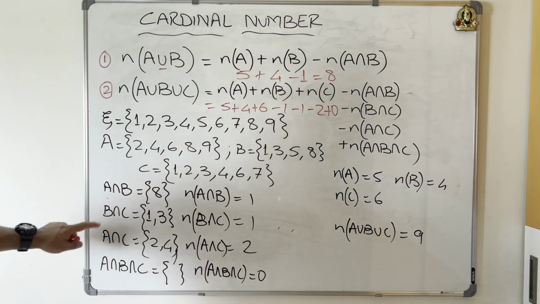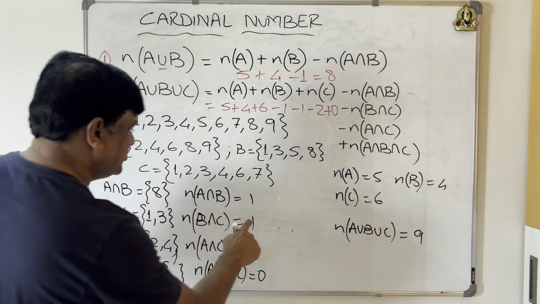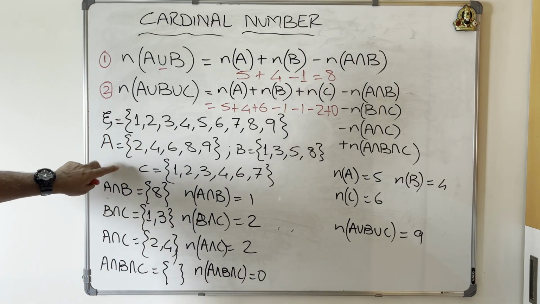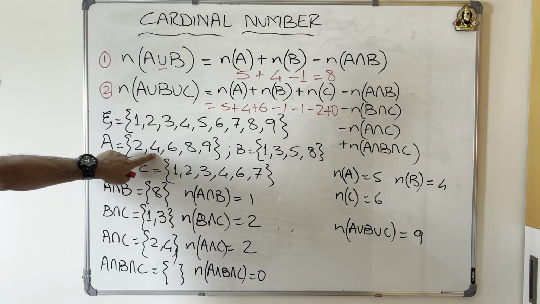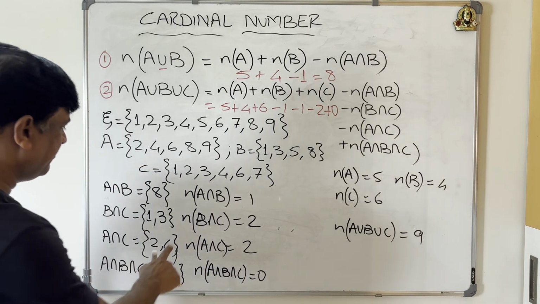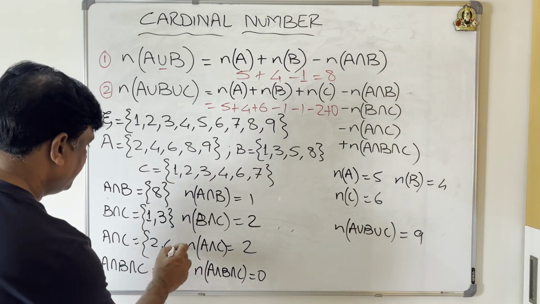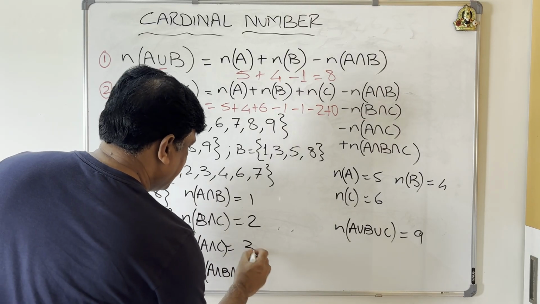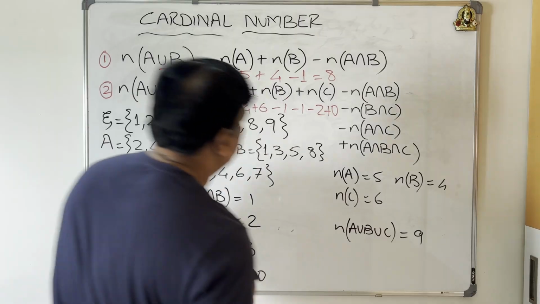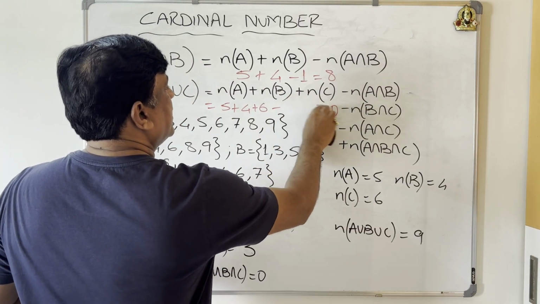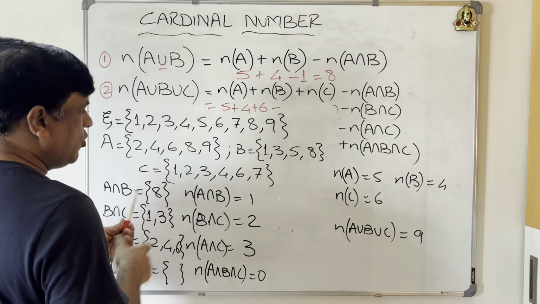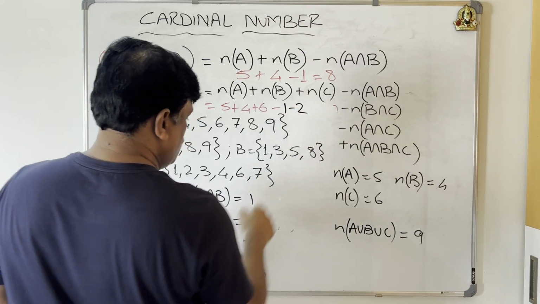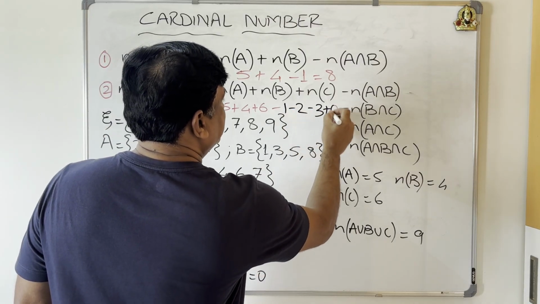Now let's do this once more. So this becomes 2. Now A intersection C, you have a 2. You have a 4. You have another one, 6, here. That's what we missed out. So this is 6, so this becomes 3. So plug the values back. I made a mistake over here. So we got A intersection B as 1, this one as 2, and this one as 3, plus 0.